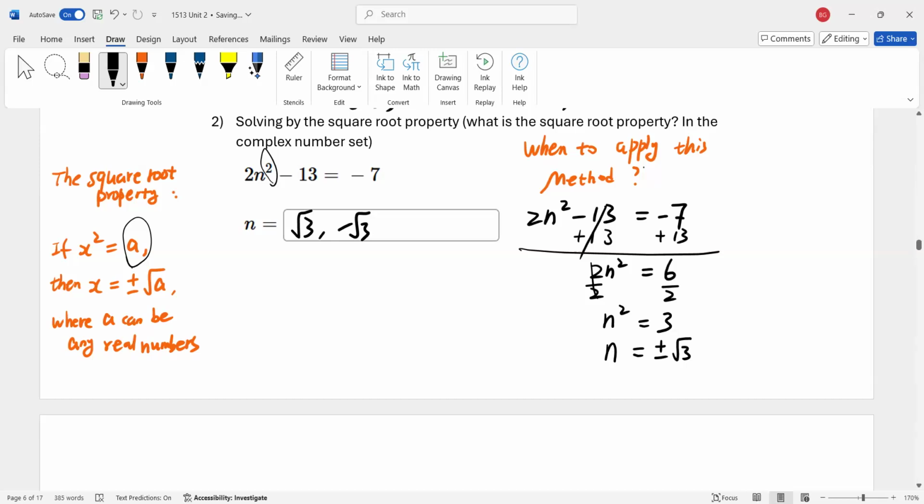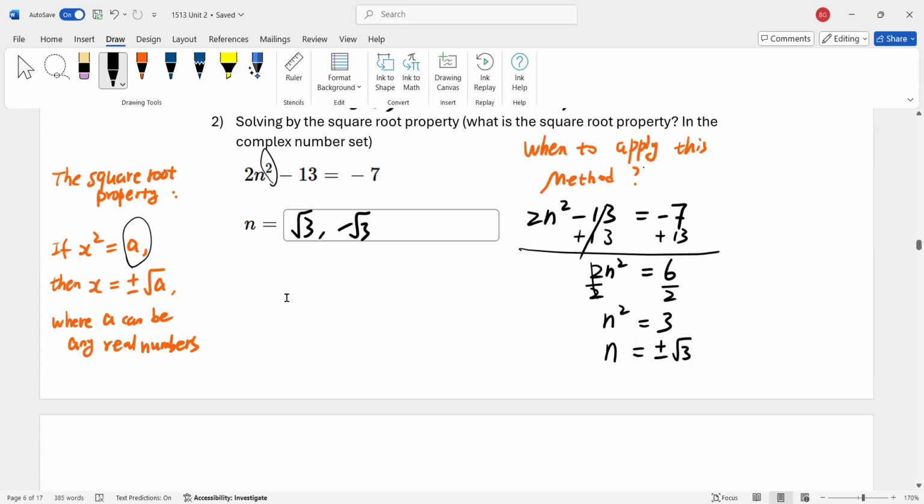Some of the questions in your Lumen belong to this type of problem. When the perfect square is very easy to isolate, you can use the square root property. Some feedback? What do you think about this method? You only apply this method when it's convenient. And when is it convenient? When it's convenient to isolate the perfect square, right?